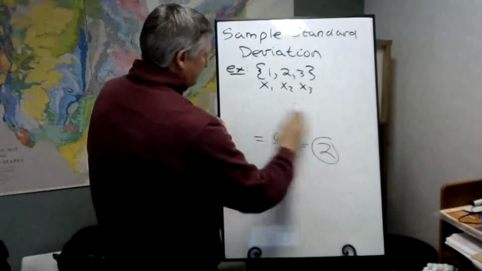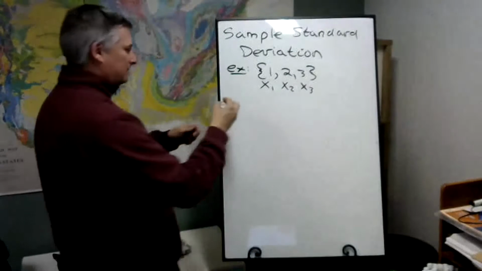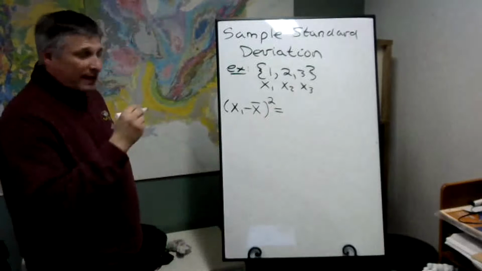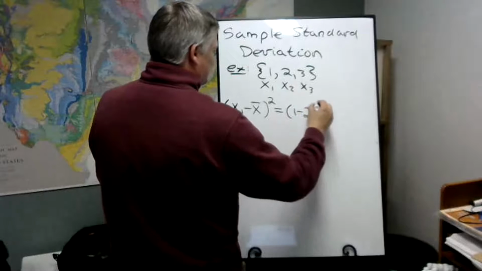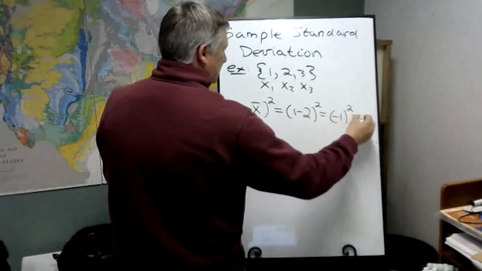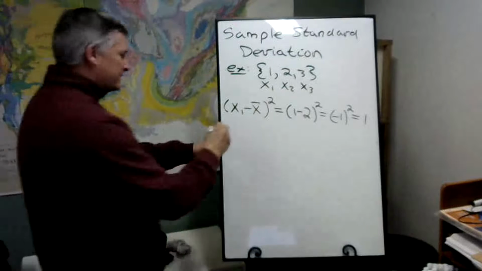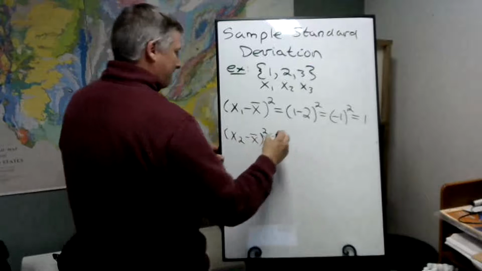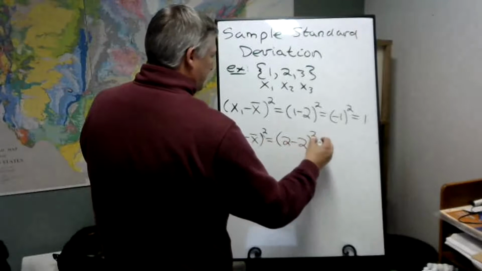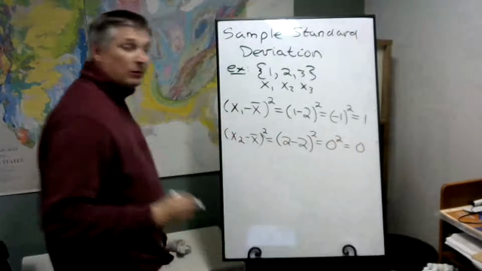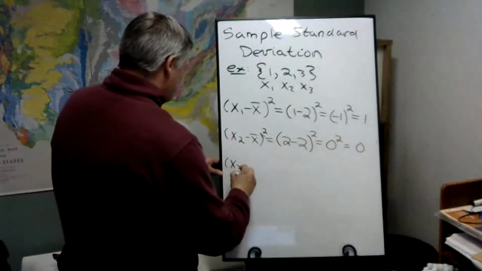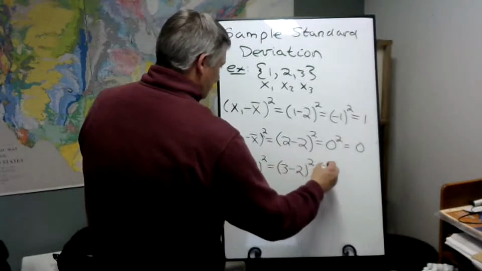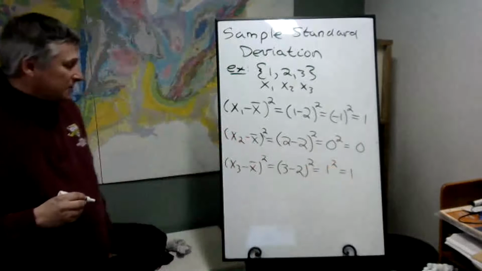So what we're going to do first, let's compute x1 minus x bar squared. Well, that's going to be 1 minus 2 squared, which is minus 1 squared, which is 1. Then we're going to calculate x2 minus x bar squared, which would be 2 minus 2 squared, or 0 squared, or 0. And then x3, well, that's what we're going to get for x3 minus x bar squared.